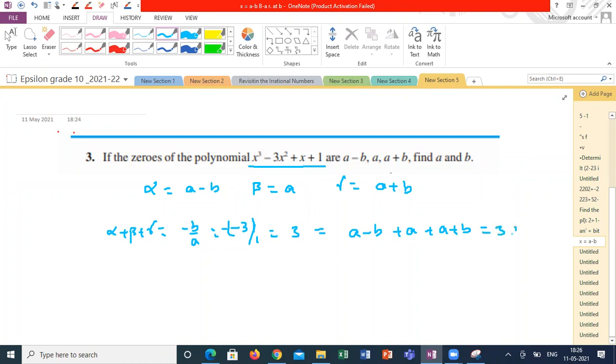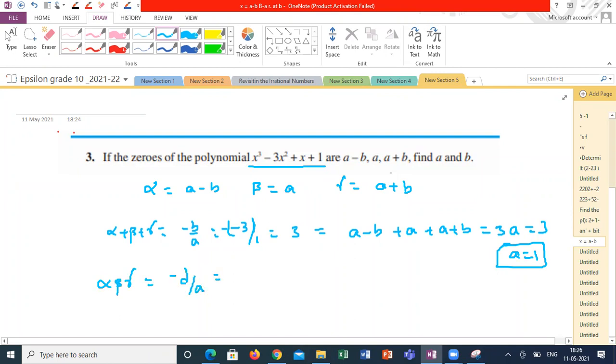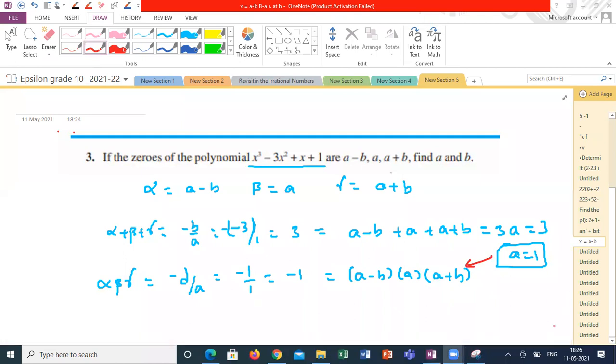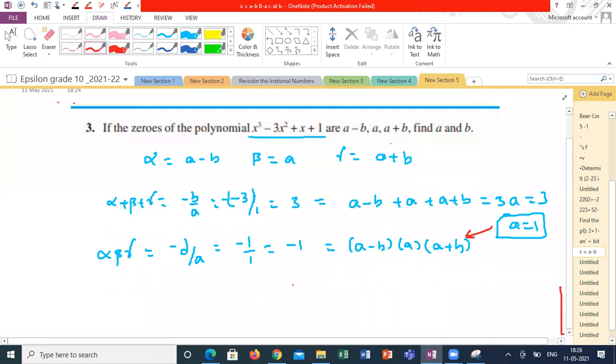From here, 3a is equal to 3, so a is equal to 1. Alpha into beta into gamma is equal to minus d by a, from the concept of relation between coefficients and zeros of the polynomial. So minus of minus 1 by 1, that is a minus b into a into a plus b. Already we calculated the a value in the previous step. Substitute the a value and find the unknown value of b. Find the b value. I need an answer from you guys, please.